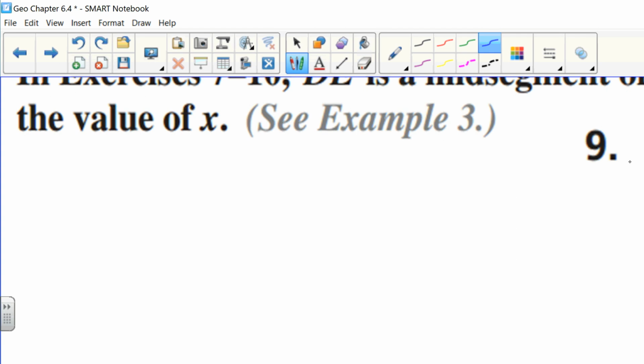Let's look at number 9. ED, guys, ED is the mid-segment, so it's connecting the two midpoints of the line. So E and D are midpoints, which means that BD and DC are congruent. And AE and EC would be.